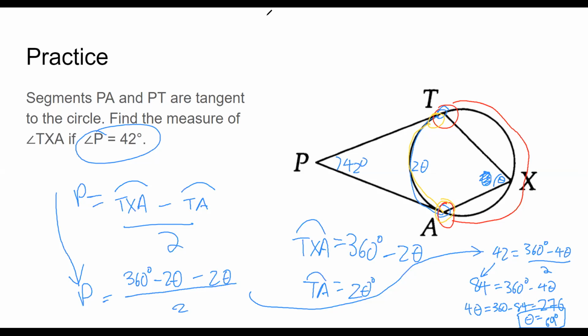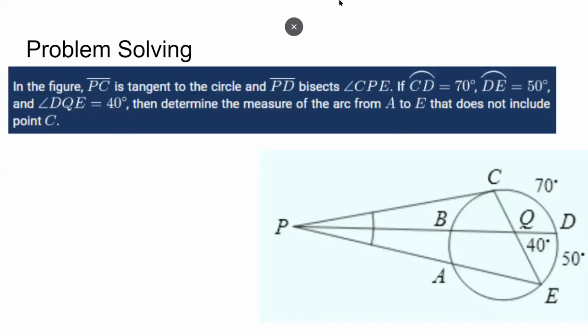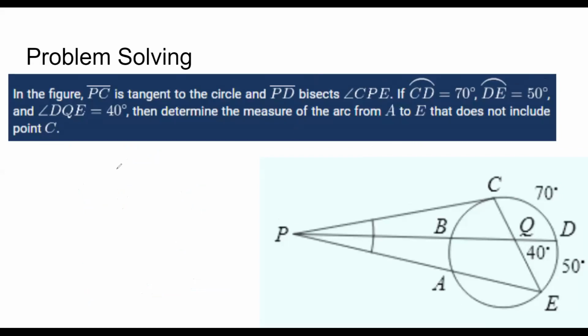Okay, so. Well, this one's pretty difficult. So I'm gonna do this one and see if you guys can try to follow along with the steps I'm taking here. And then if you have any questions, just stop me. So let's look at this pretty intimidating figure here. So we have PC is tangent to the circle, and PD bisects angle CPE. So what that means is that you have angle CPE here. If it bisects it, that means it cuts it into half equally. So this angle and this angle are the same.